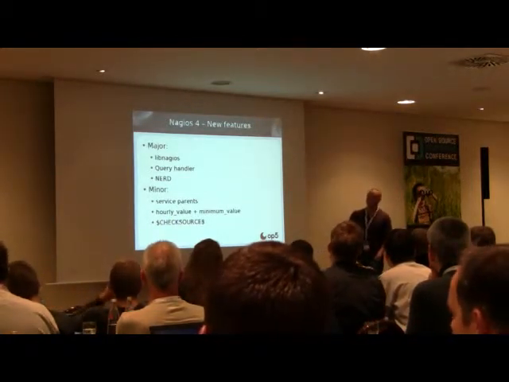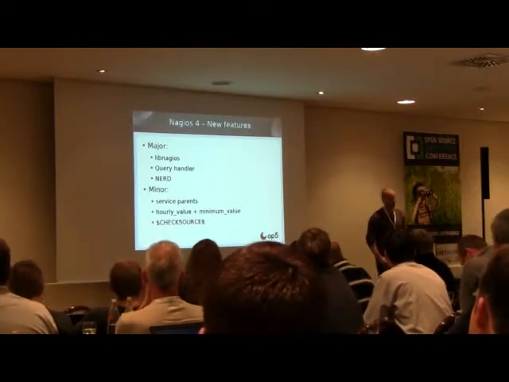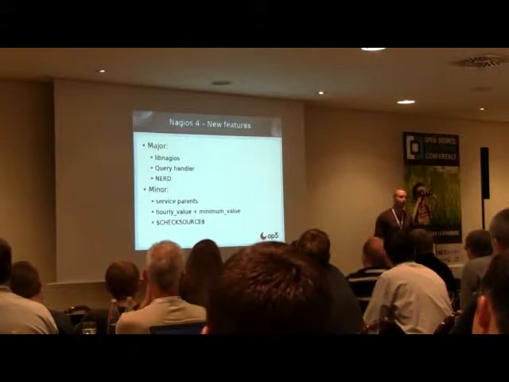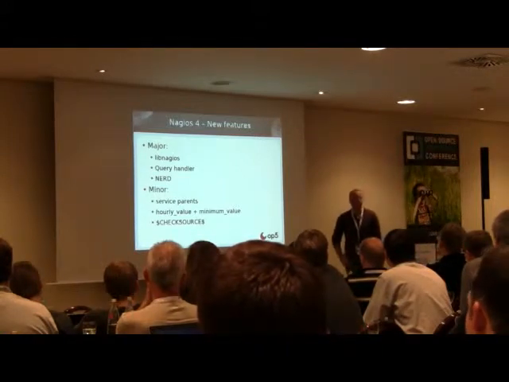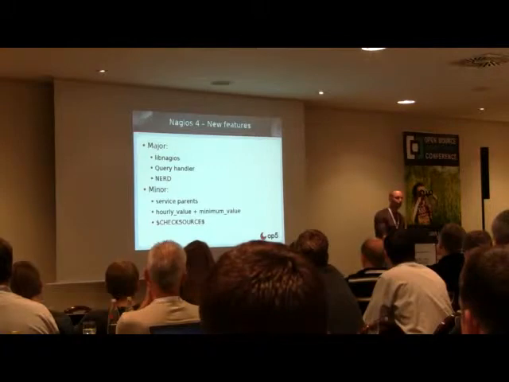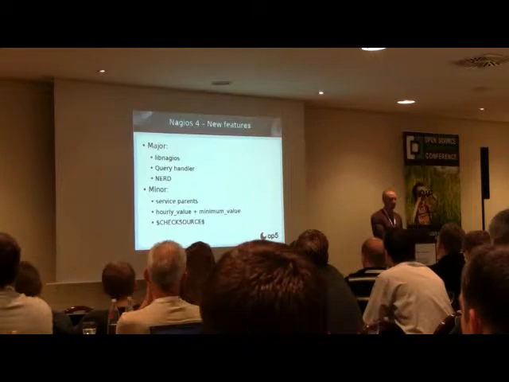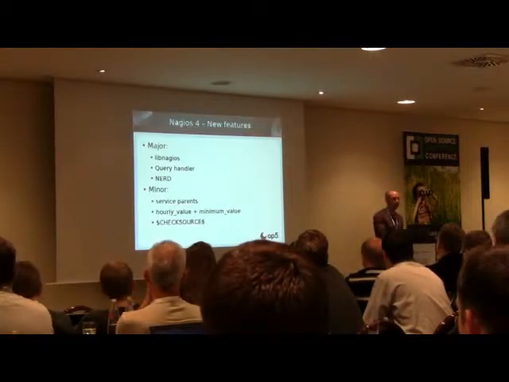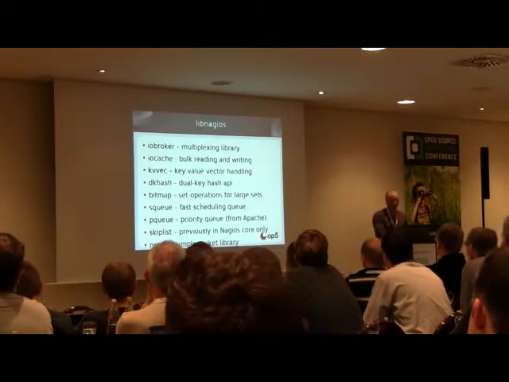New features in Nagios 4 include libnagios, which is not so much a feature as it is a library that Nagios itself uses, but it's exported to help add-on development. There's also a query handler. There's the Nagios event radio dispatcher, NERD. We've implemented service parents, where one service can be a parent to another to help with service dependencies. There's also something called hourly value and minimum value and check source. It's pretty nifty. I'll go into further detail here.